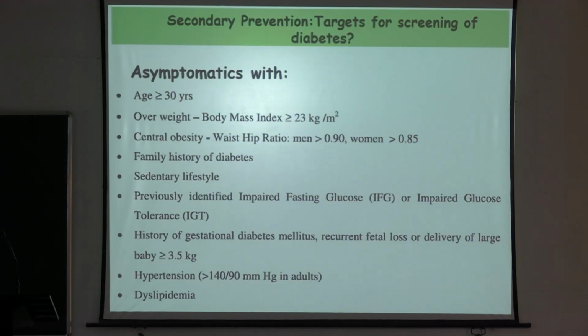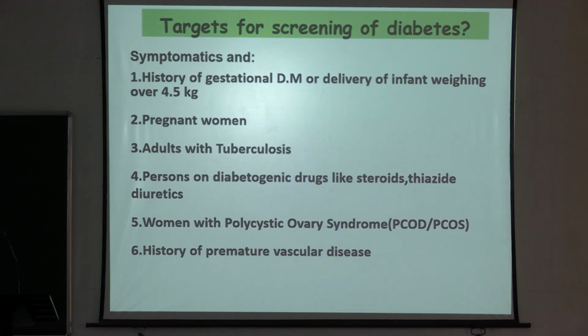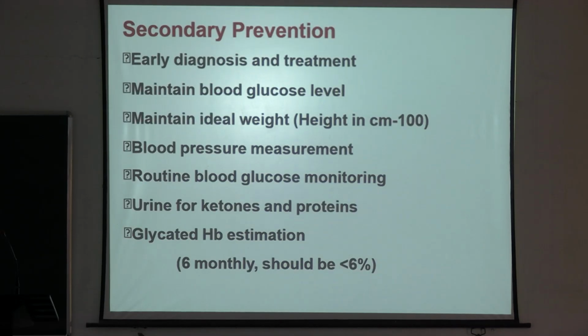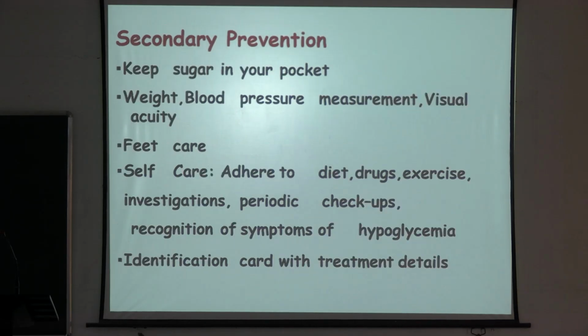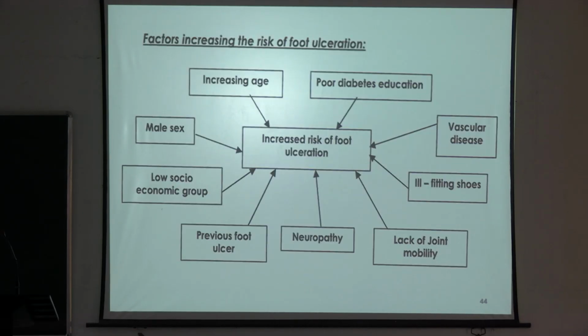Then who are the people to target for diabetes? Obviously, based on the scores, people with overweight, over 30 years, family history of diabetes, sedentary lifestyle, history of gestational diabetes, hypertension, dyslipidemia. And these are the other things: adults with tuberculosis, people on diabetogenic drugs like steroids. Secondary prevention: early diagnosis and treatment, maintain weight, blood pressure maintenance, routine blood glucose monitoring, urine for ketones, glycosylated hemoglobin. Secondary prevention also includes feet care, keep sugar in your pocket, identification card.